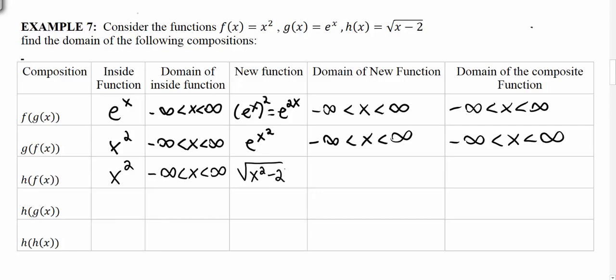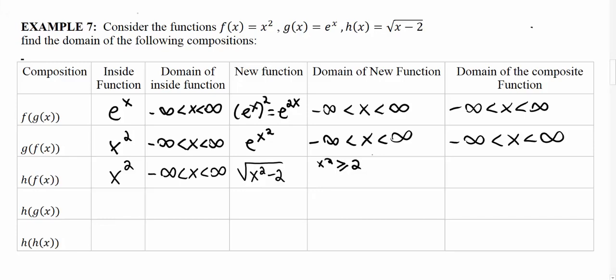Thinking about square roots, when we think about domain, we have to be really careful because we don't want whatever is underneath the square root to be negative. So it's really important that x squared minus 2 is always greater than or equal to 0. Well, if x squared minus 2 is greater than or equal to 0, we need x squared to be greater than 2. So here, we can write x squared has to be greater than or equal to 2. And we can use that to set up our domain.